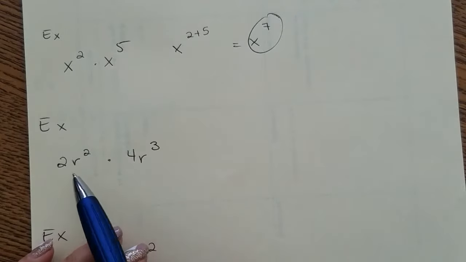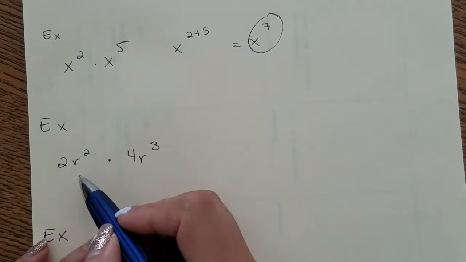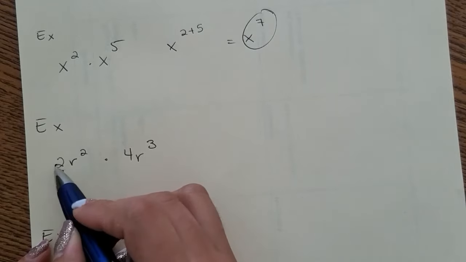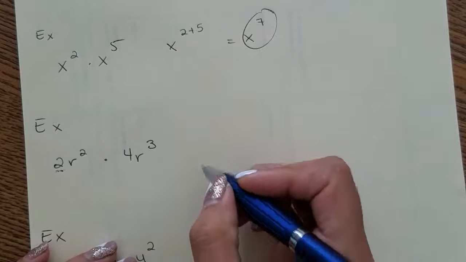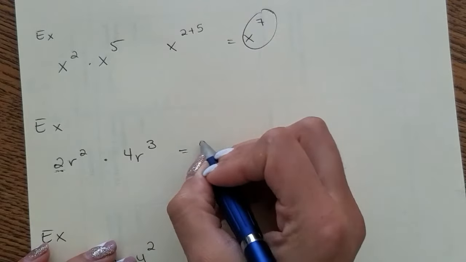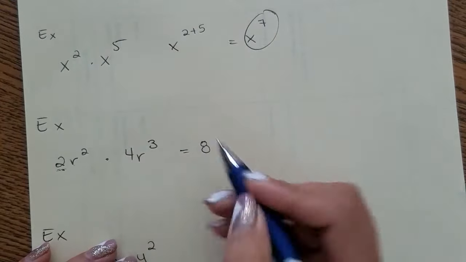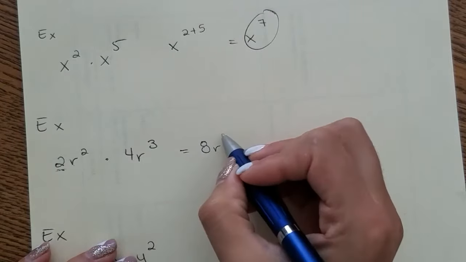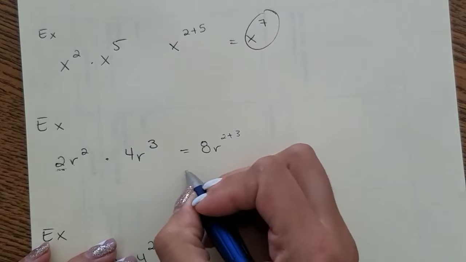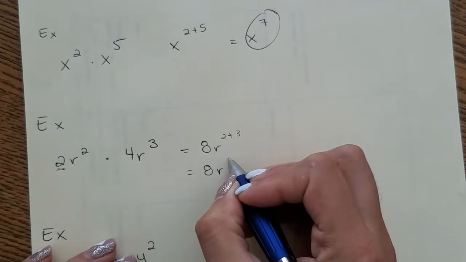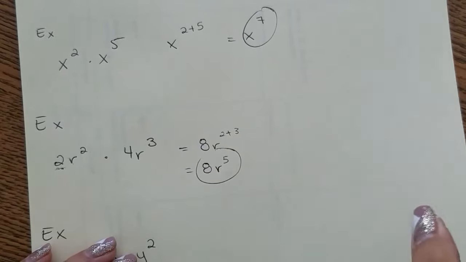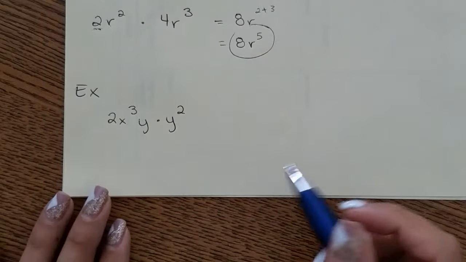When you're doing the product property, you always want to multiply your coefficients first. Okay, so we have 2r squared times 4r cubed. So first we're going to have 2 times 4, which is 8. And then you're going to go ahead and multiply your variables. So r to the 2 plus 3, which is going to give you 8 r to the 5th power. Okay, and it's just practice here, guys.